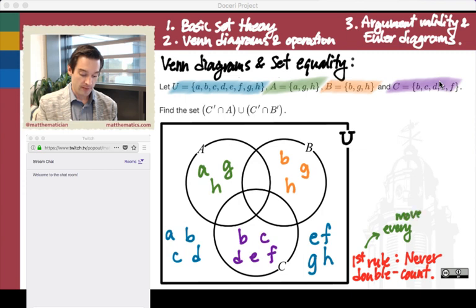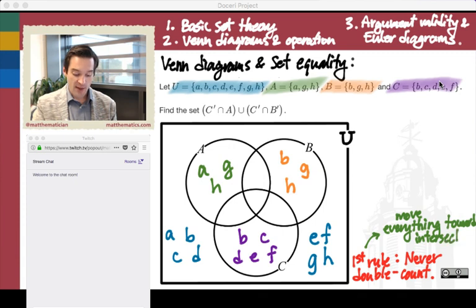So move everything that's necessary in the direction of the intersections, which, by the way, is the opposite of the way that we worked survey problems. When we had survey data and we were putting it into a Venn diagram, we worked from the inside of the intersections toward the out. And here, I'm trying to remove double counting by working from the outside in when I'm using this method.